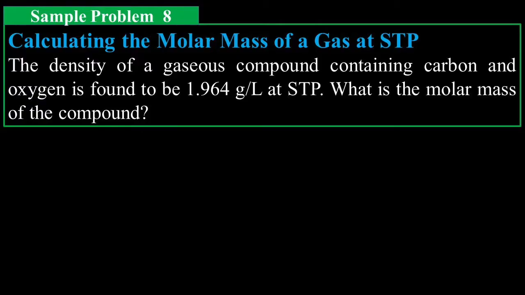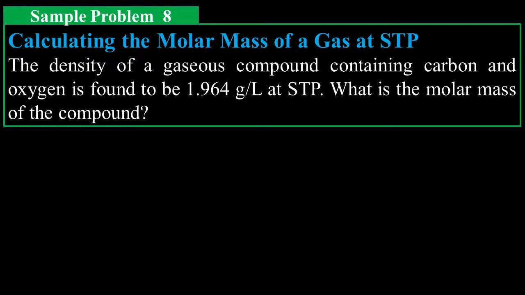It says the density of a gaseous compound containing carbon and oxygen is found to be 1.964 grams per liter at STP. What is the molar mass of the compound?